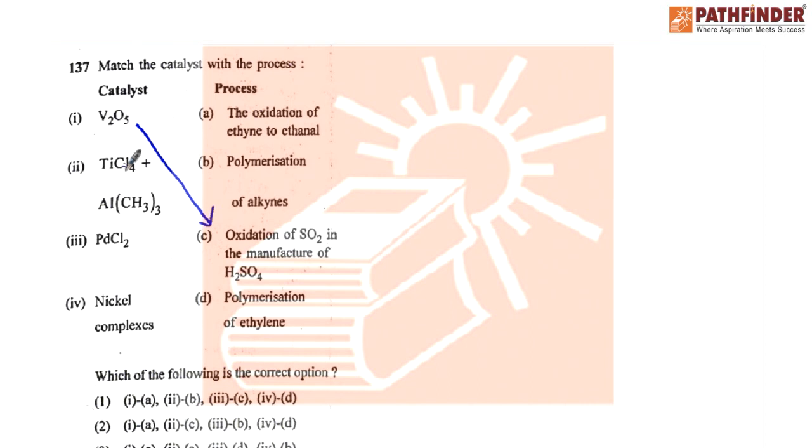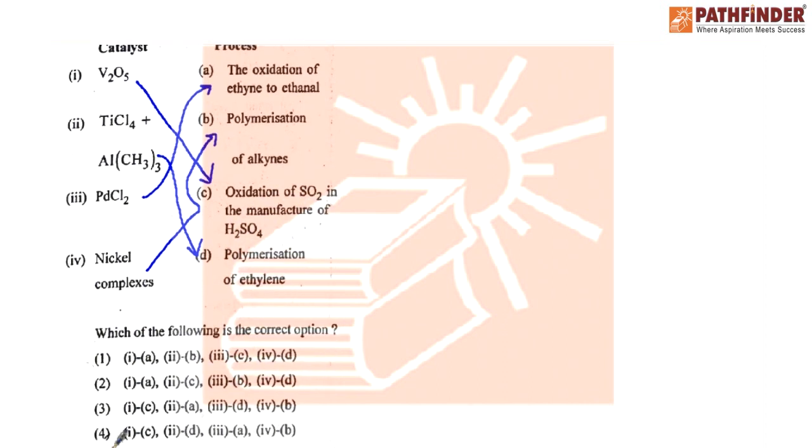Now TiCl4 and Al(CH3)3, we all know, is a very famous Ziegler-Natta catalyst. So it is used in the polymerization of ethylene. Now here come the next two. PdCl2 is used for the oxidation of ethene to ethanal, and nickel complex is used for the polymerization of alkynes. Okay, fine. So the answer of question 137 will be option number 4: Roman 1 is C, Roman 2 is D, Roman 3 is A, and Roman 4 is B.